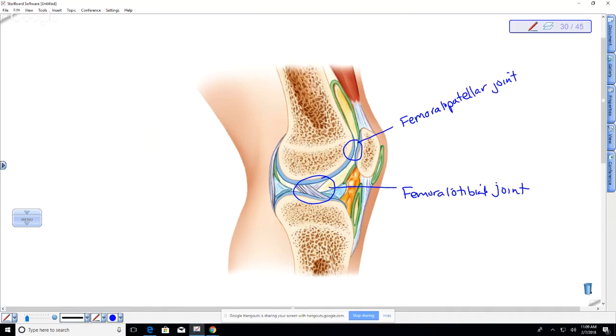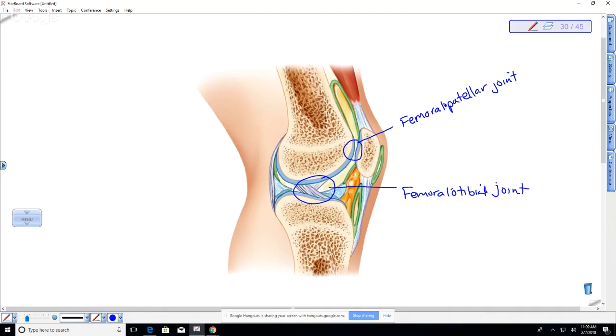So notice that the femur does not articulate with the fibula. The fibula is the outer bone. It is the skinny bone on the outside of the leg, and it does not articulate with the femur. It articulates with the top of the tibia.